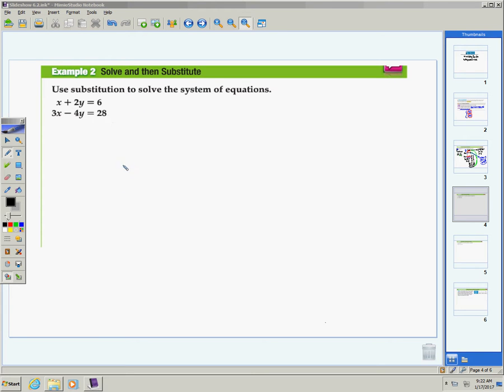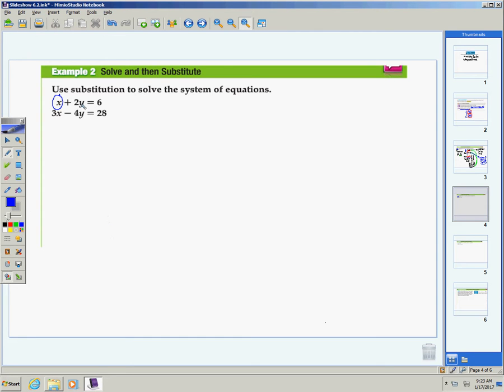Number 2. I'm going to use substitution to solve these again. But notice, I don't have either equation where I have a variable by itself. So I'm going to need to choose one of these equations and solve it for a variable by itself. It's always easiest if you choose to solve for a variable that has a coefficient of 1, because then you won't have to work with any fractions.